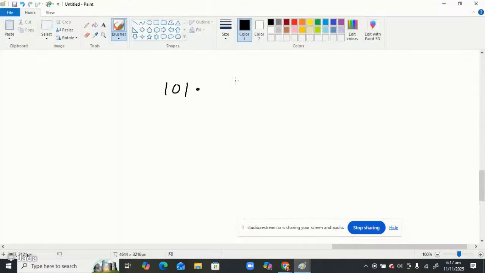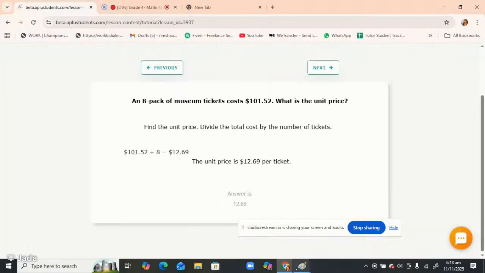101.52 divided by 8, because in the previous lessons we already did how to add the decimal digits, how to multiply, how to divide and everything, okay? Now let's do this one. 101.52 divided by 8.